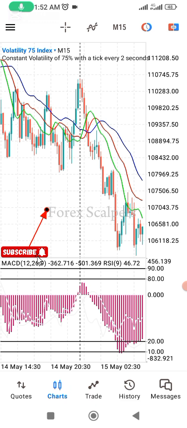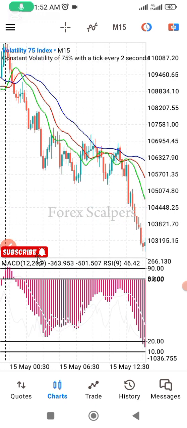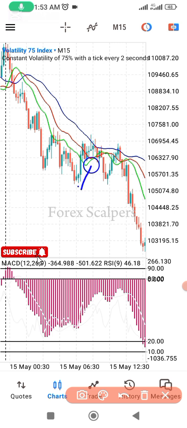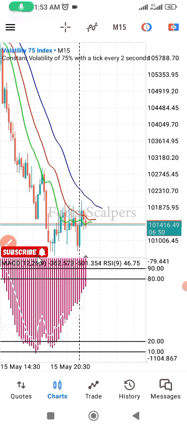So price is pulling down. So we can have our continuation trade when price pulls out and then pulls back into the moving average, gives us a pullback continuation trade, and I'll be explaining more of that in the subsequent video.